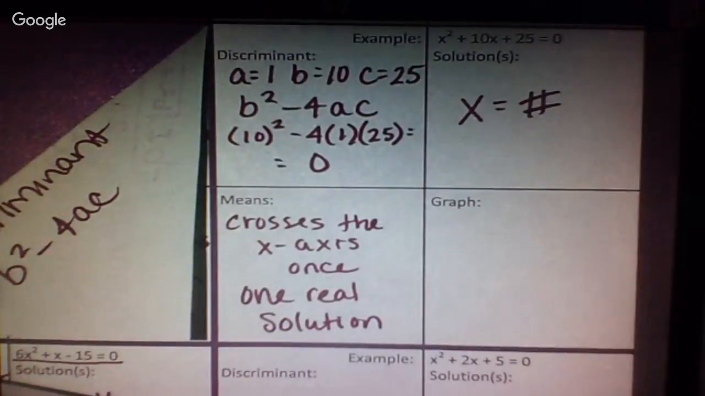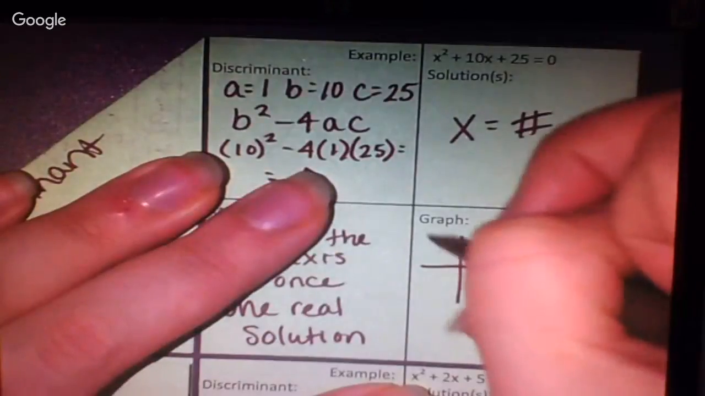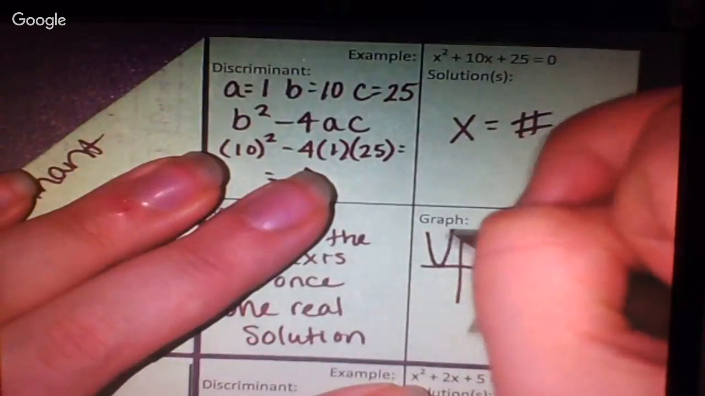The maximum or minimum is on the x-axis. Your max or your min is on your x-axis. So what happens is your graph comes down, the vertex touches the x-axis, and then it bounces back up. Or it comes up, it touches the x-axis, and it bounces back down. So your graphs for this one look something like this.